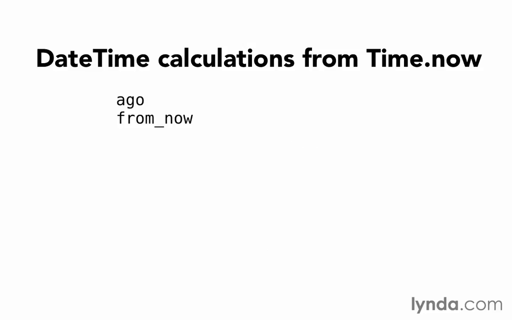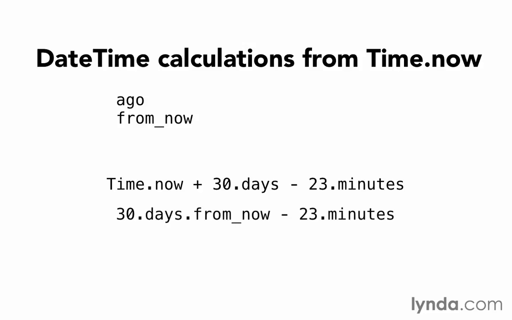Ago and from_now do that. So if we have Time.now plus 30 days minus 23 minutes, that's the same thing as if we said 30.days.from_now minus 23 minutes. See how that works? Time.now plus 30 days is the same as 30 days from now. And ago works the same way, just using subtraction.